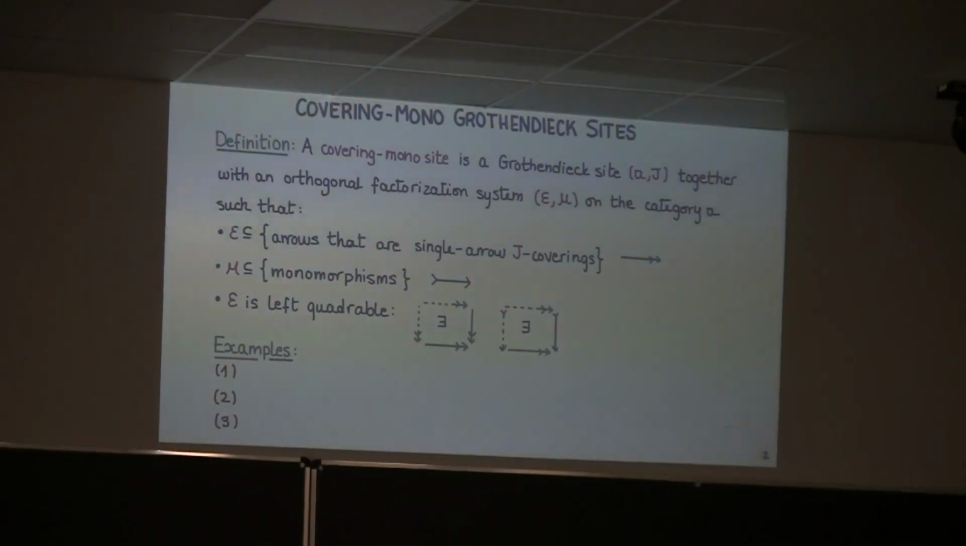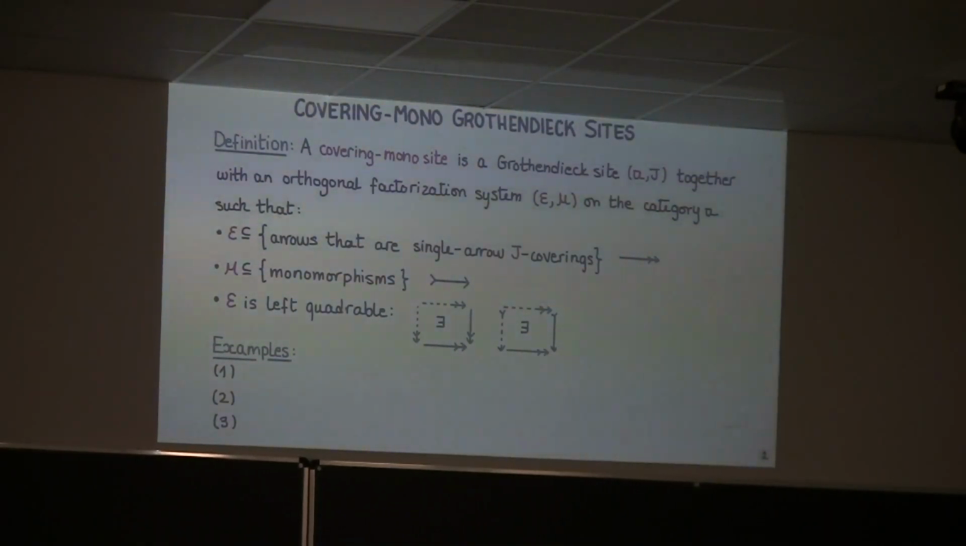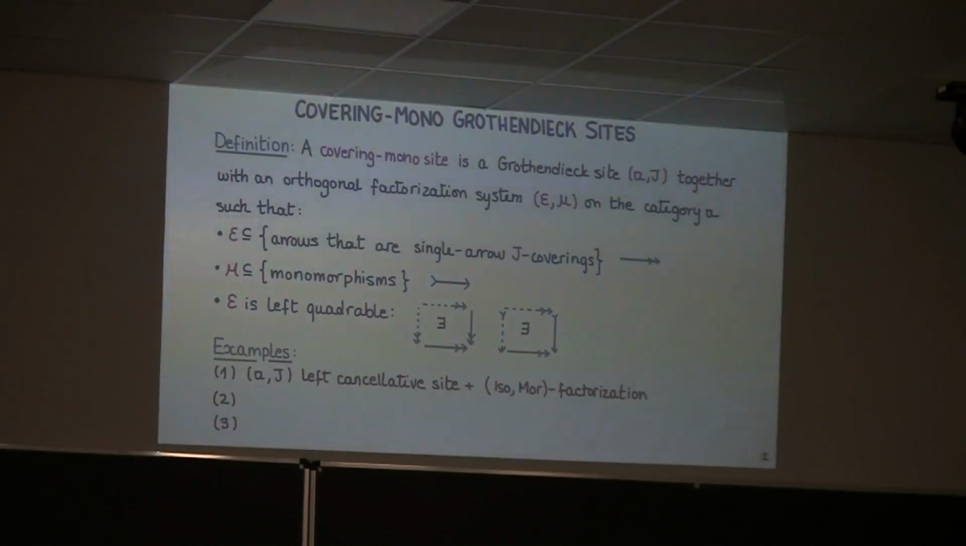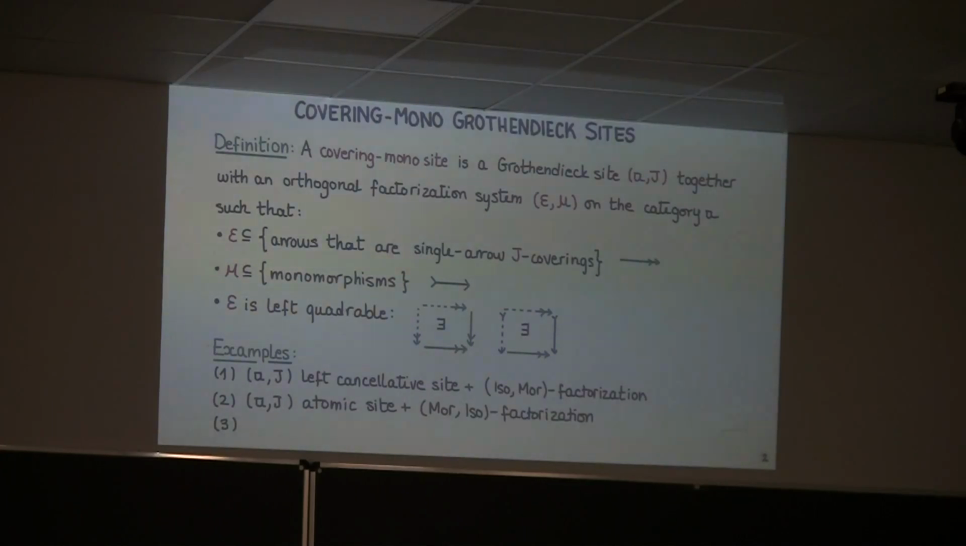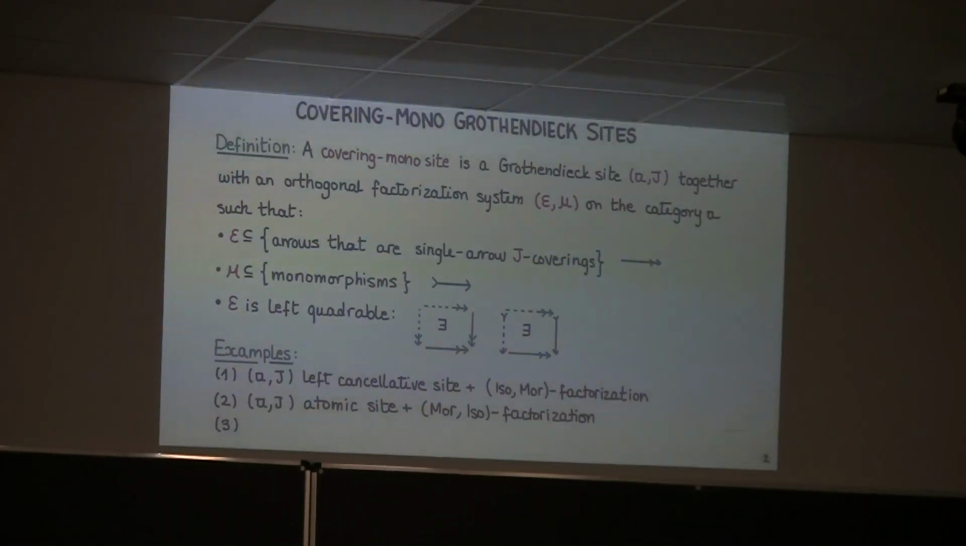And so we can address already three kinds of toy examples. First, if you take the left cancellative sites, just a site in which every arrow is monic, and I take the isos and all arrows factorization system, this satisfies these three conditions. On the other hand, I can take atomic sites, and now take all arrows as the left class and isos as the right class, and this satisfies the conditions, while the Ore condition comes precisely from the fact that we have an atomic site.